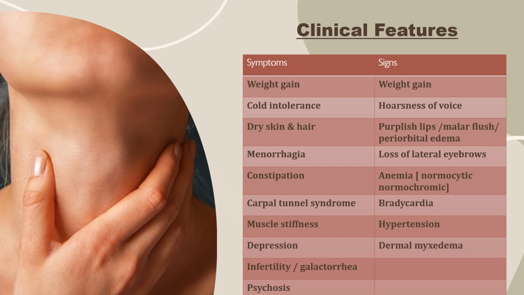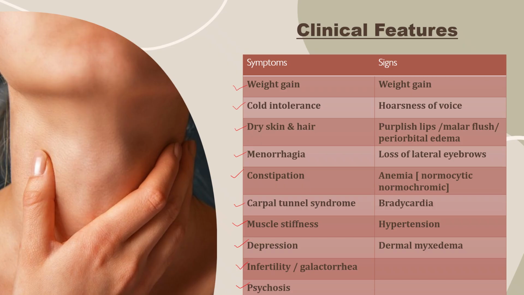When a patient presents to you with hypothyroidism, what kinds of symptoms and signs can you detect? See, the symptoms a patient with hypothyroidism presents will be weight gain, cold intolerance, dry skin and hair, menorrhagia, constipation, carpal tunnel syndrome, muscle stiffness, depression, infertility and galactorrhea, and psychosis. The point here you have to note is how hypothyroidism causes infertility or galactorrhea.